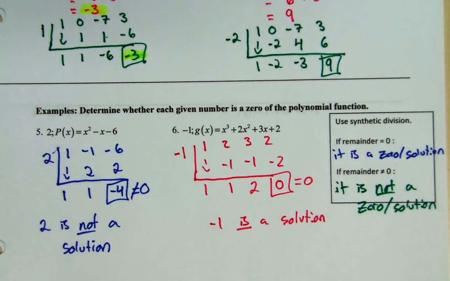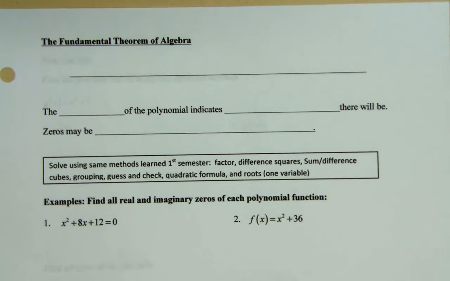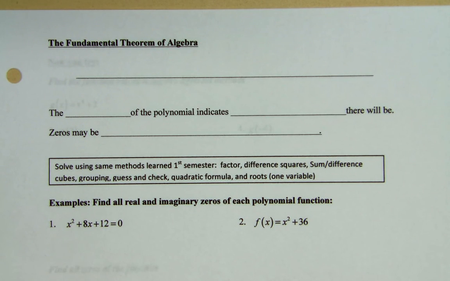Alright, so now we're going to talk about one of the biggest theorems in algebra, and that's the fundamental theorem of algebra. The fundamental theorem of algebra states that if f of x is a polynomial of degree greater than 0, it will have at least one 0.